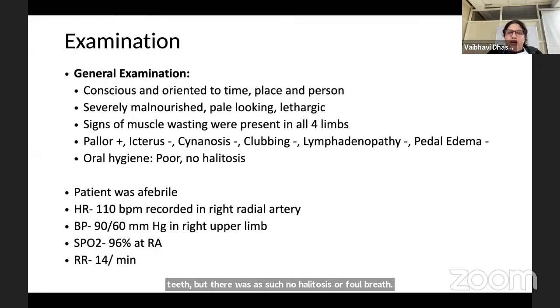He was afebrile. The pulse was recorded at 110 beats per minute in the right radial artery. The blood pressure was 90 by 60 millimeters of mercury in the right upper limb. He maintained an SpO2 of 96% at room air with a respiratory rate of 14 breaths per minute.